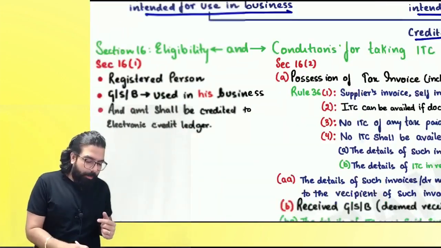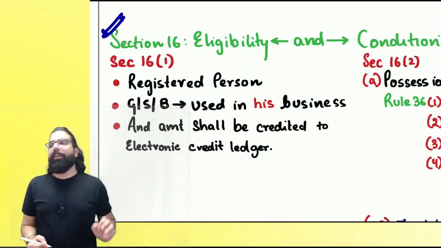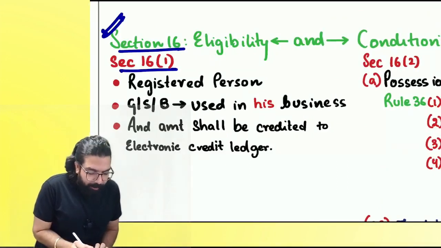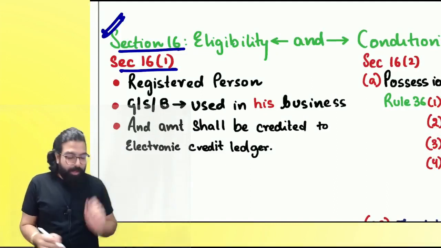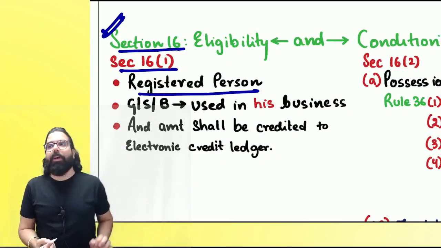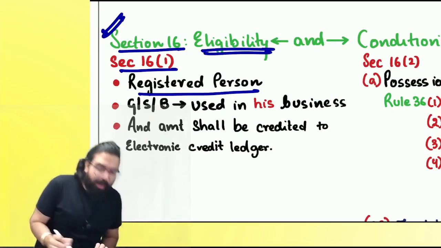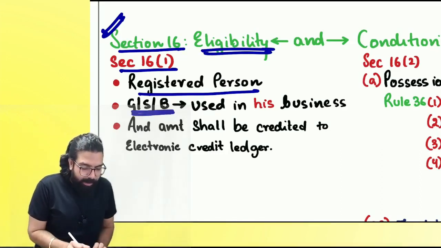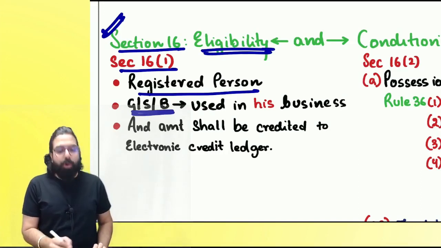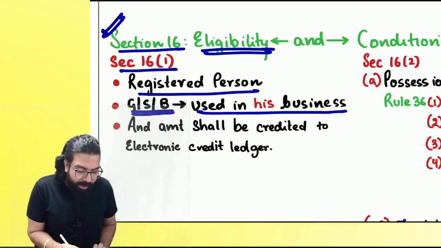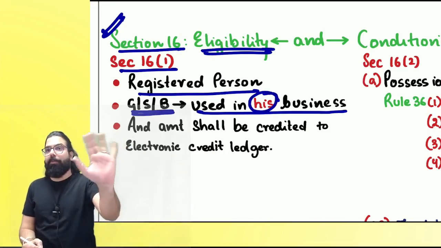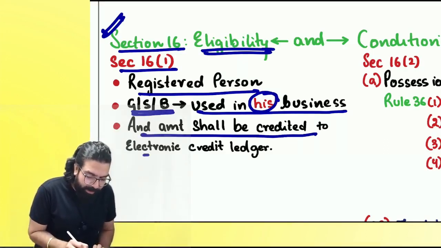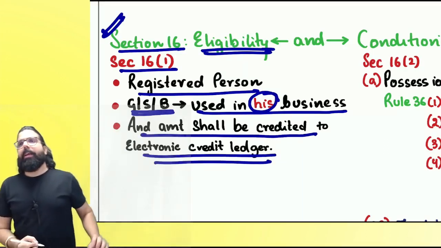Now we'll go ahead and talk about section number 16. Section number 16(1) says a registered person will be eligible. Who is eligible, everyone? Registered person. Of what is he eligible? He is eligible to take the credit of goods, services or both used in his business, not his neighbor's business, his business. Okay, everyone? And the credit will be given to him in his e-credit ledger.